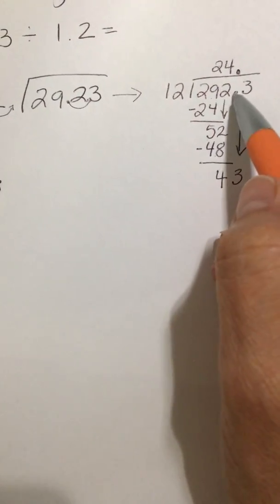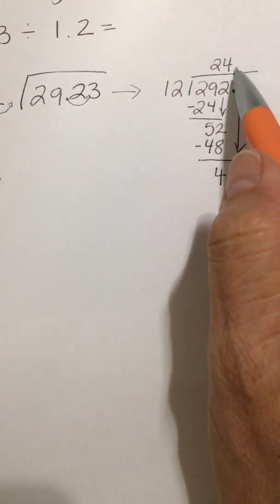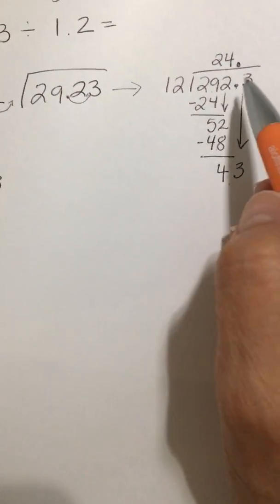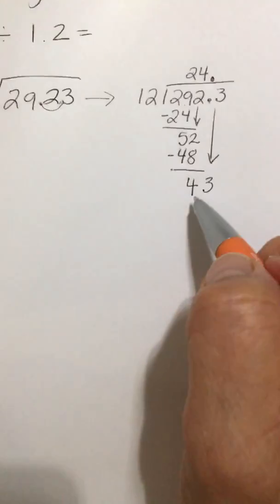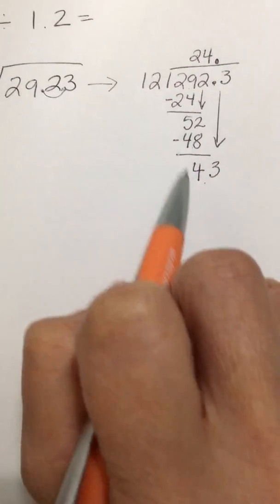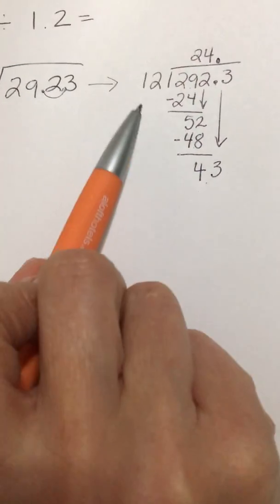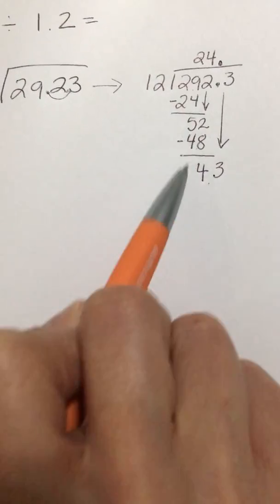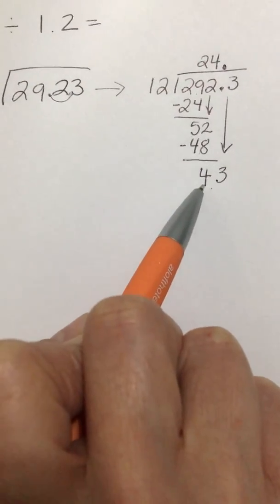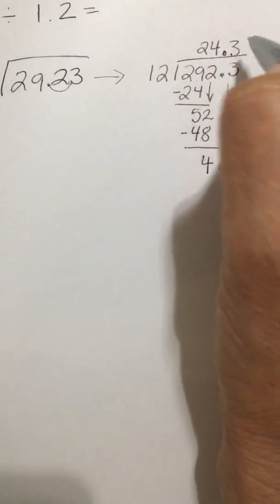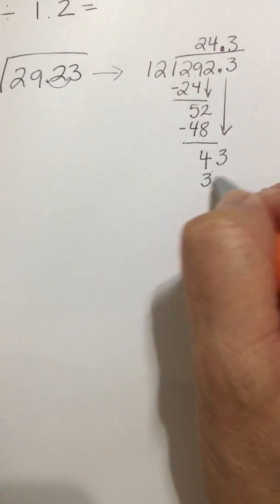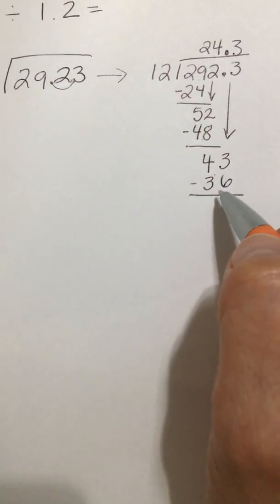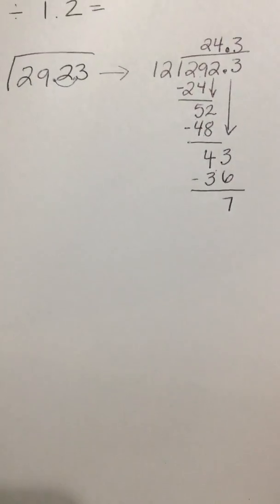Remember, I don't worry about my decimal point when bringing it down because I've already put it up in my quotient. So once I've done that, I can just go ahead and divide as if it did not exist. Now, how many times does 12 go inside 43? Well, I knew that 4 times would be 48, so it definitely doesn't go in 4 times. I'm going to say 3 times. 3 times 12 is 36. So 43 minus 36 is 7.